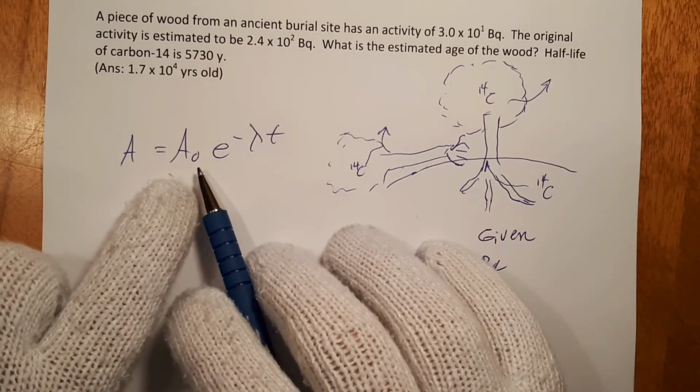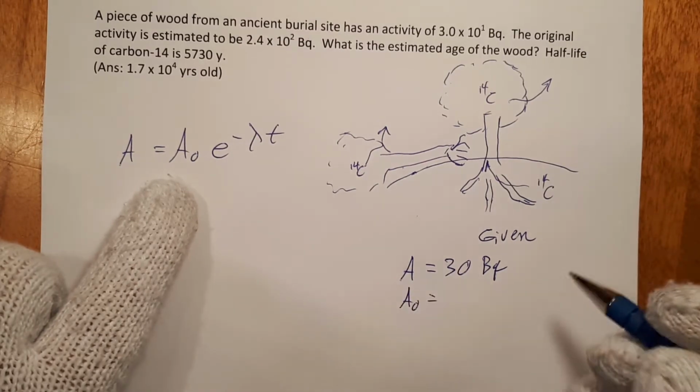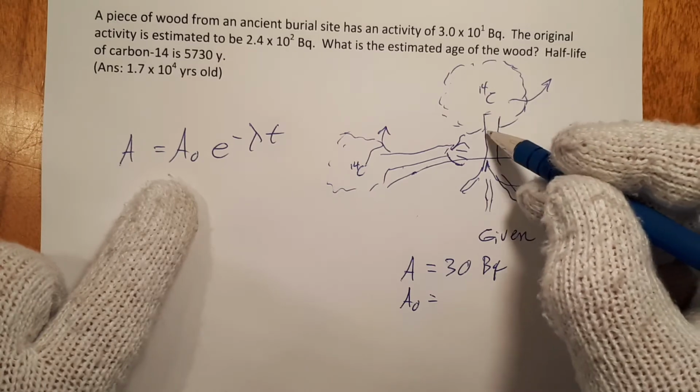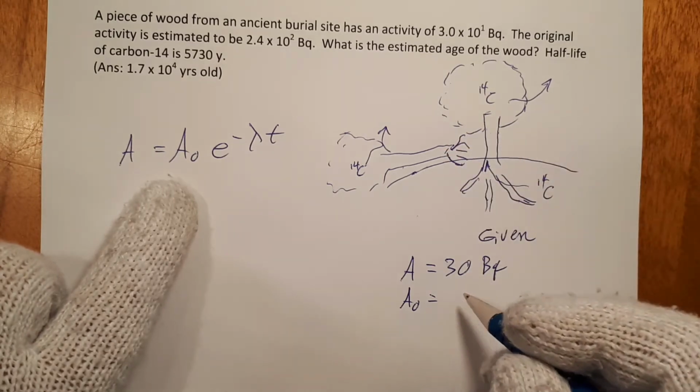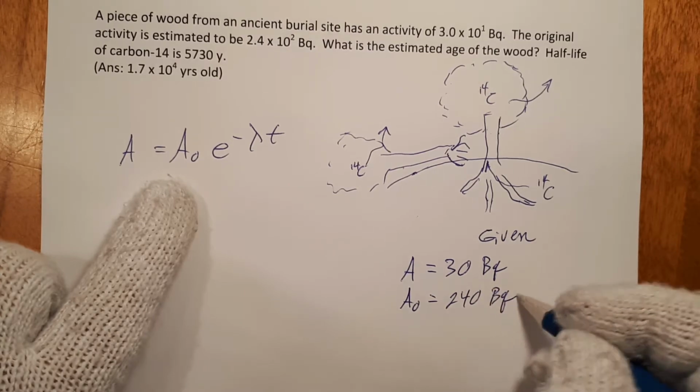It's estimated, A naught, that the original activity was 240 becquerel. That is what it originally started at before it died, or at the time when it was alive before it died. Original activity is estimated to be 240 becquerel.